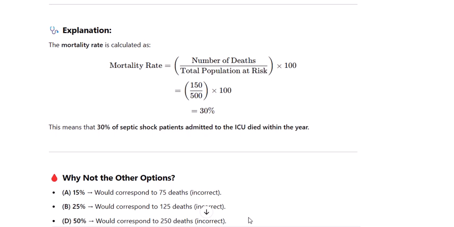Why not the other options? A, 15% would correspond to 75 deaths, incorrect. B, 25% would correspond to 125 deaths, incorrect. D, 50% would correspond to 250 deaths, incorrect.